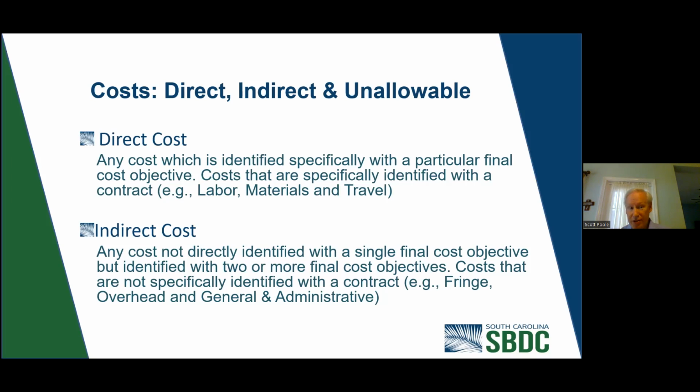Now, an indirect cost is any cost not directly identified with a single final cost objective, but it might be with two or more of these final cost objectives, where you have maybe an overhead manager that's not really touching the contract but supervising a certain number of people. And general administrative costs are costs for the company as a whole, maybe the president's salary, the chief financial officer's salary, rent, certain things of that nature.